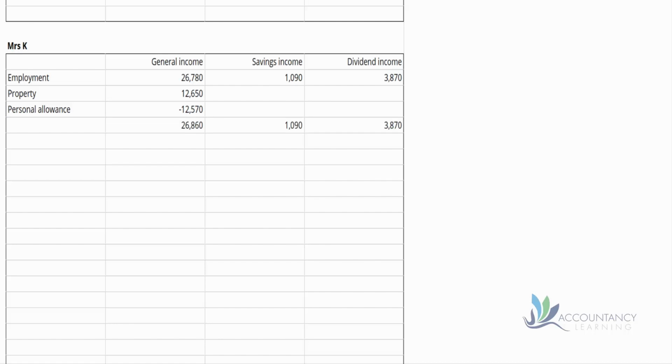So we've got our general income after personal allowance of 26,860, savings income of 1,090, and dividend income of 3,870. Now, what we can do is we can see that the total for all of these is 31,820. So that's useful because that shows that we don't even get outside of the basic rate band. So everything is going to be taxed at the basic rate. So we don't need to draw our stacking diagram here. But we will, though, just to clarify what's going on.